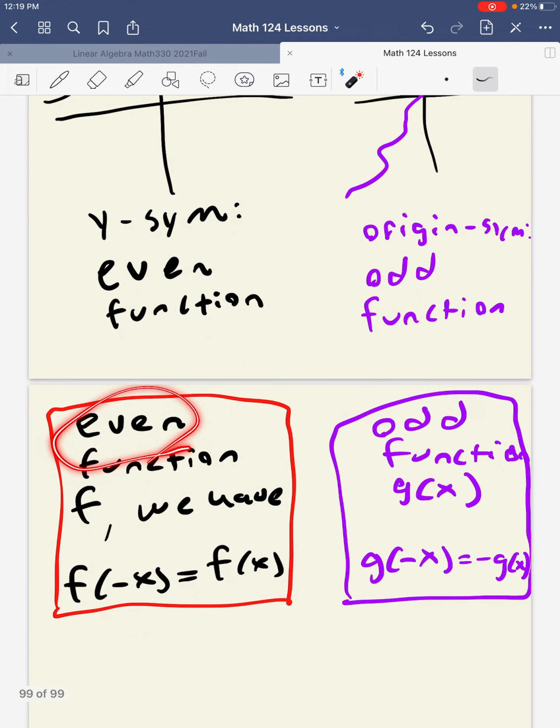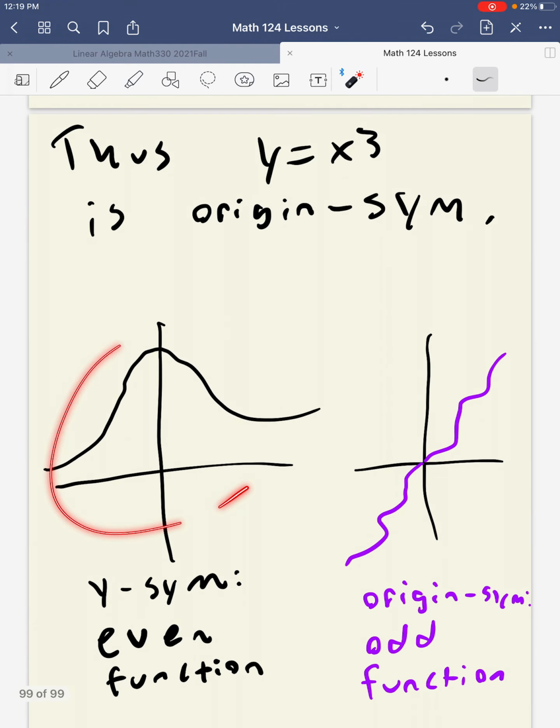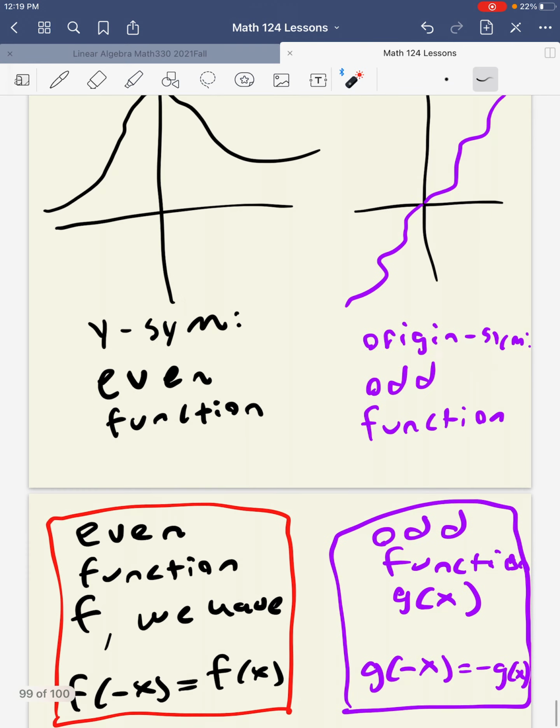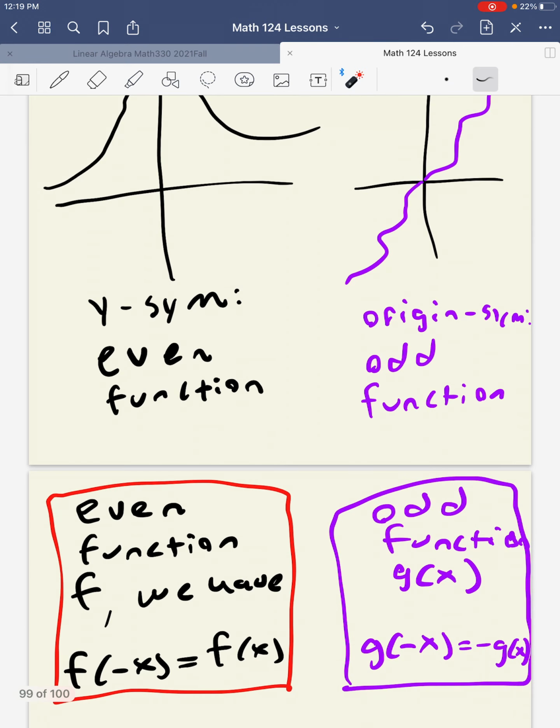But really all an even function is, is what we just learned about. It's just y symmetry, and all an odd function is, is just origin symmetry. These are just new vocab words that you can use. Okay, so that is all for lesson 2.4. Thank you.